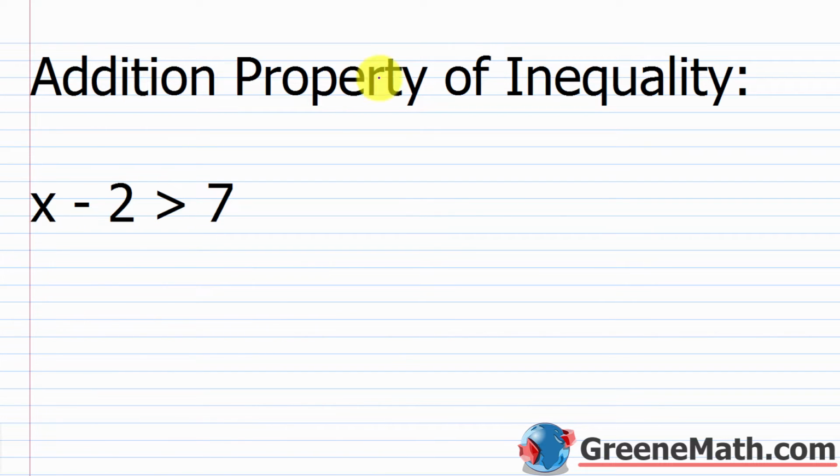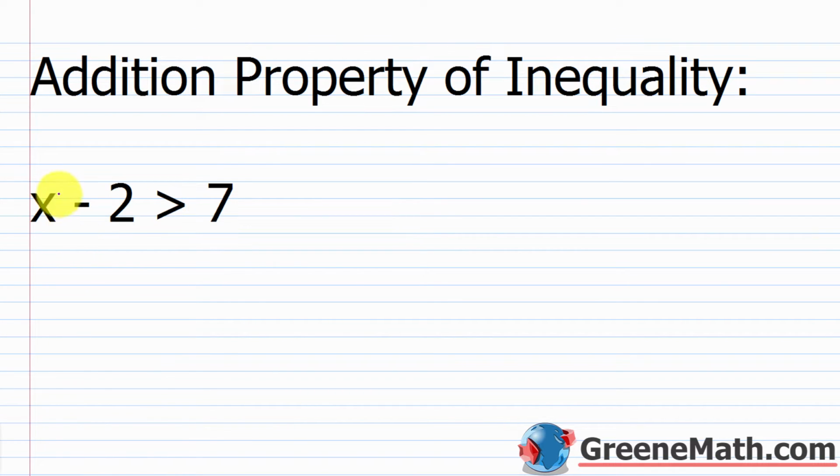It's called the addition property of inequality, and it's the same thing. It allows us to add the same value to both sides of an inequality now, and we don't change the solution. So if I see something like x minus 2 is greater than 7, this is a one-step inequality.